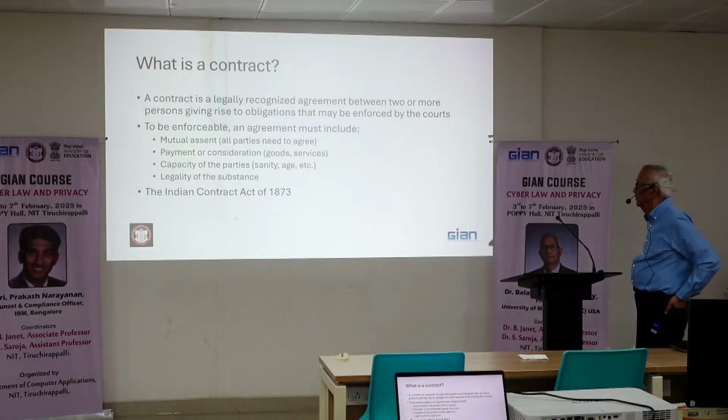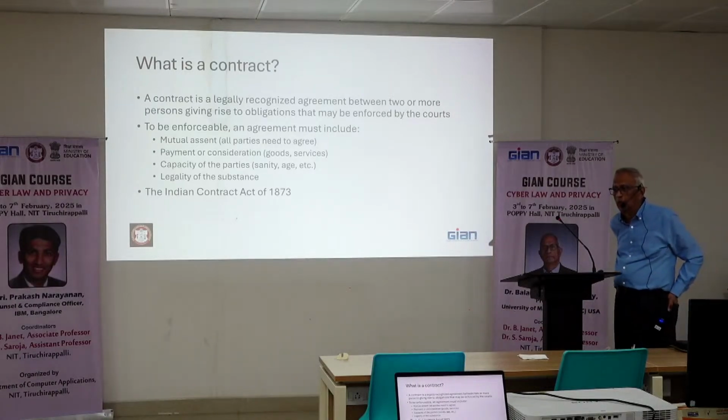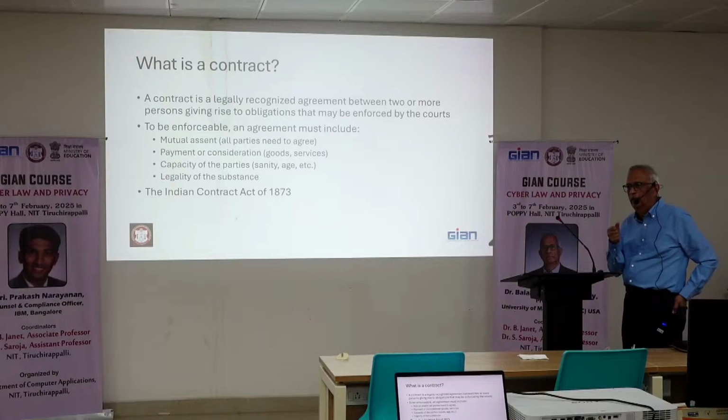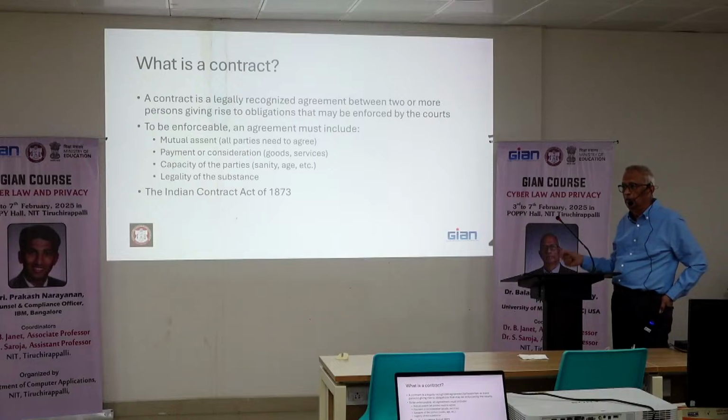So to be enforceable, and this is key, an agreement must include mutual assent. All the parties should agree to it, which usually means they either sign it, or in the olden days they were also using finger-based signatures. But all the parties have to agree to it.